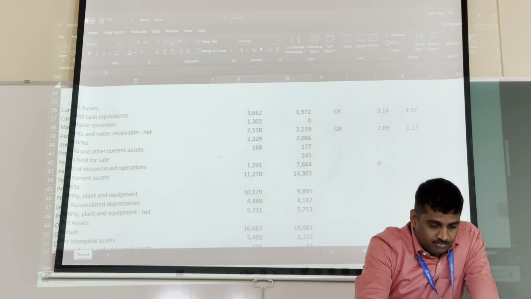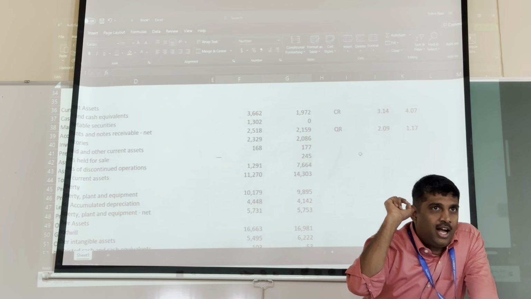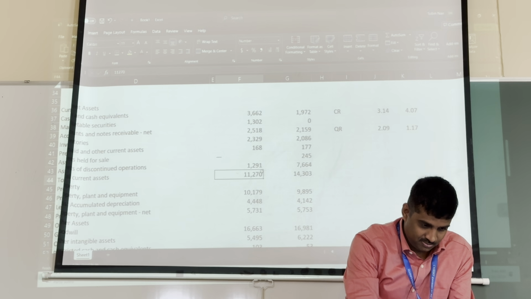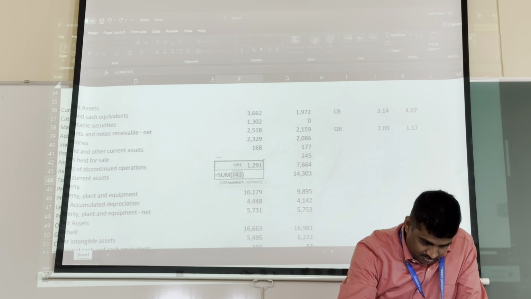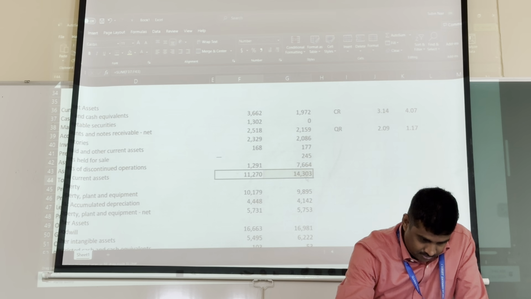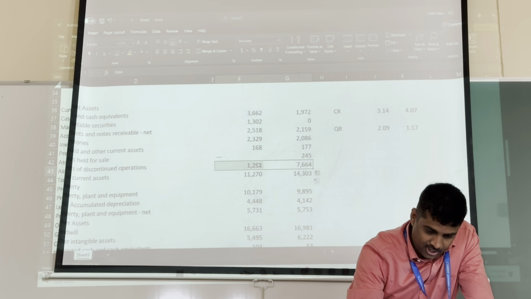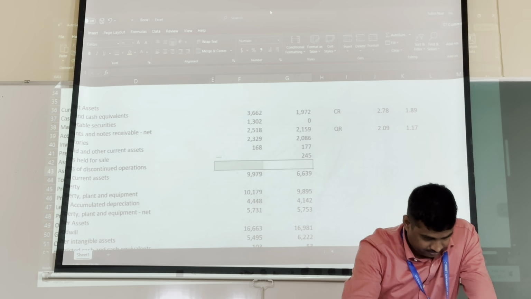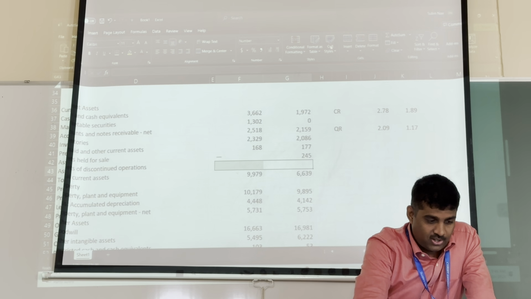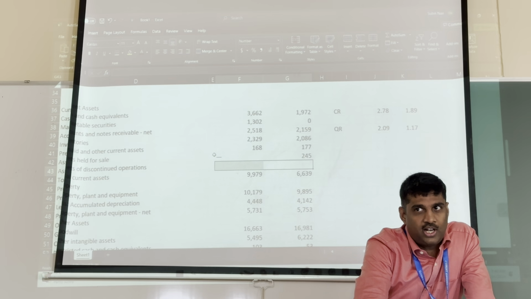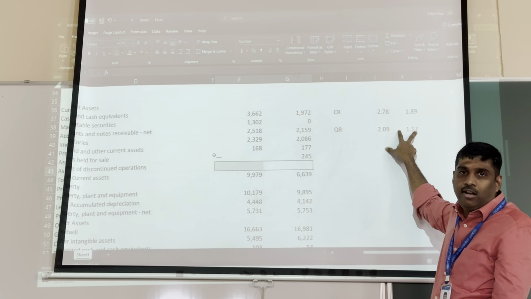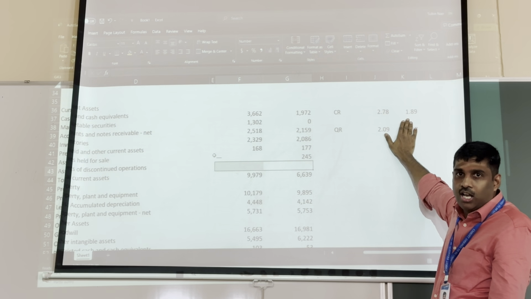Okay, one more thing. I haven't completed. If I remove these two, guys listen. We have further adjusted because those assets of discontinued operations and liabilities of discontinued operation we have taken away. Now it's going to be calculated. Now this is the real one.